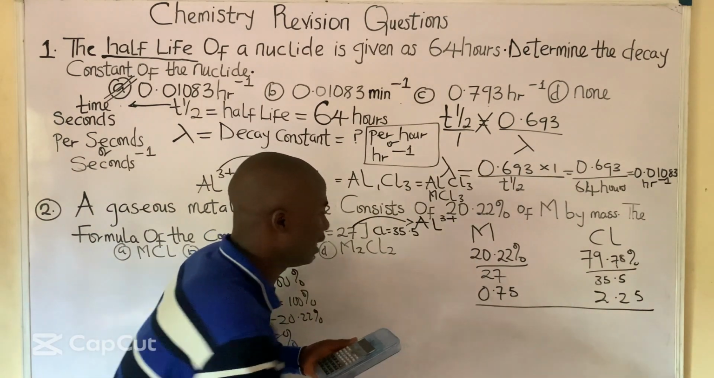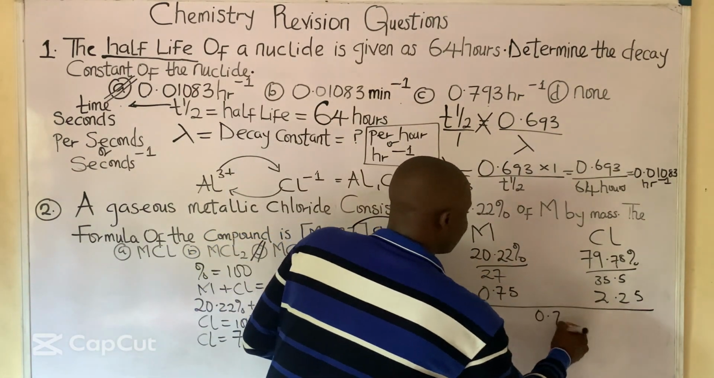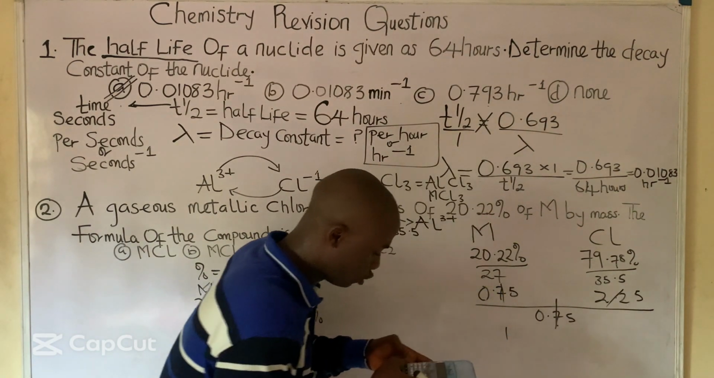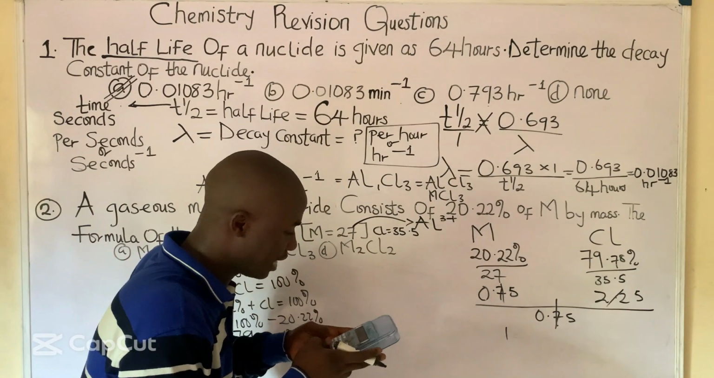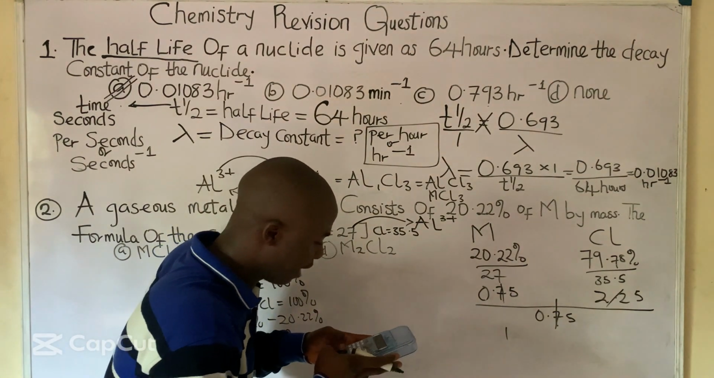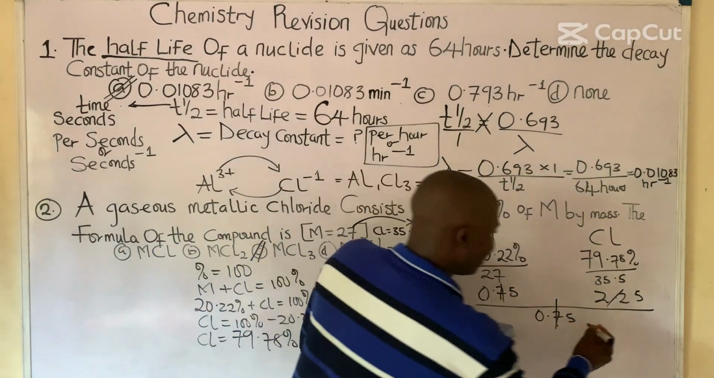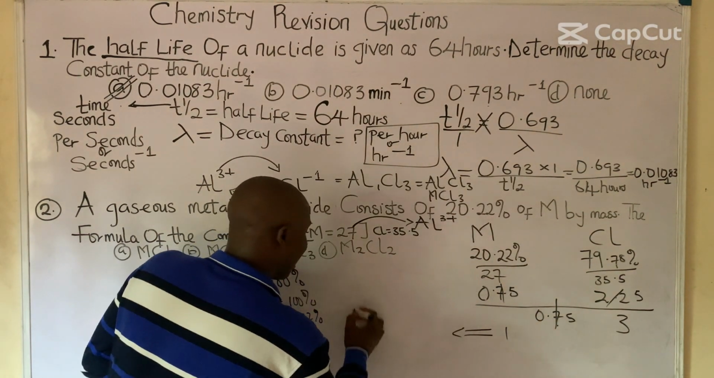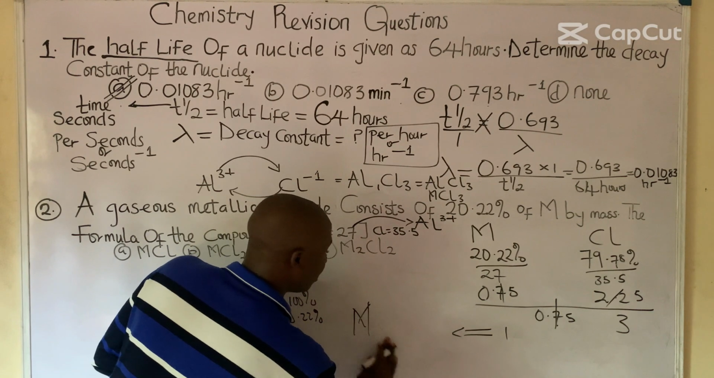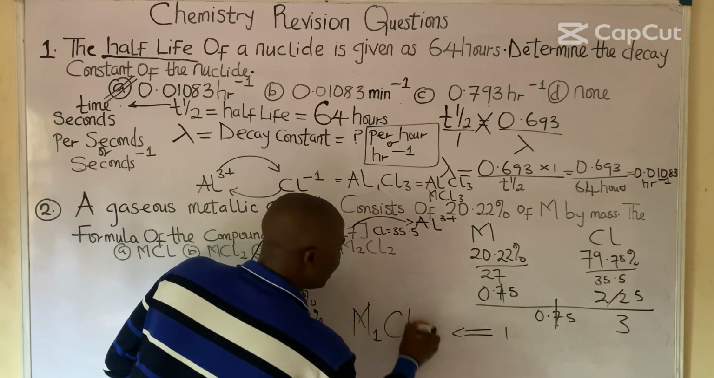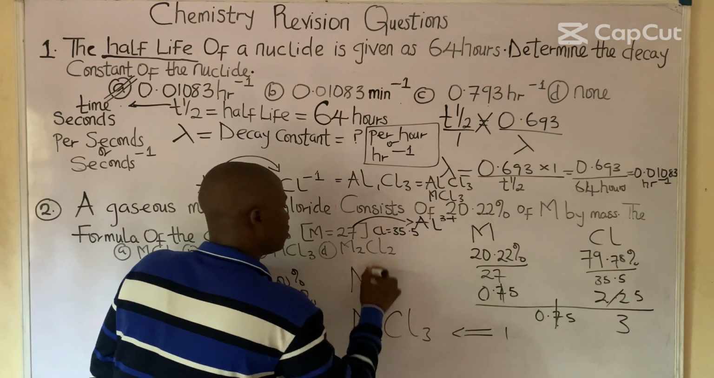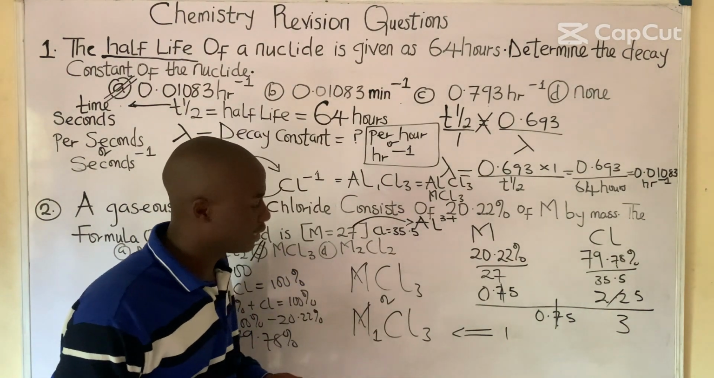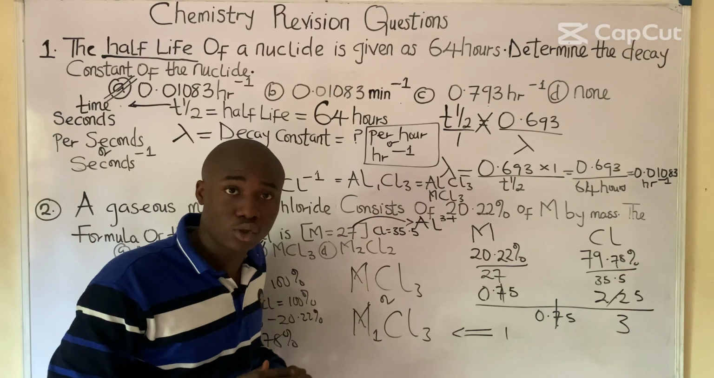Which is the smallest? This is the smallest. So here it becomes 0.75. When these two go, we have 1. When you divide 2.25 by 0.75, that is 3. You can see that we've gotten our answer. So from this information, we have M1Cl3, or we can as well just say MCl3 because 1 is negligible. Do you get? So you can see how questions are being solved without stress.